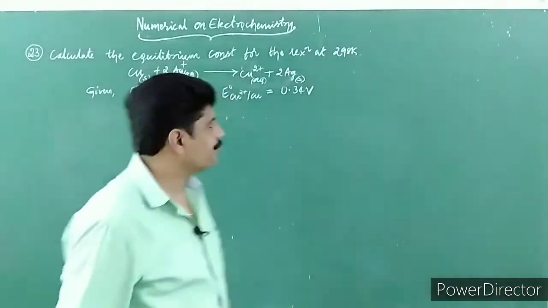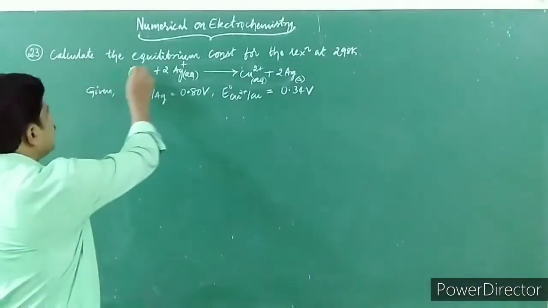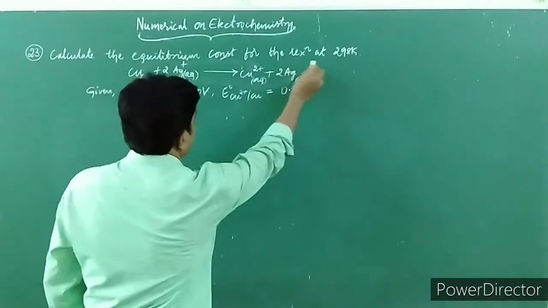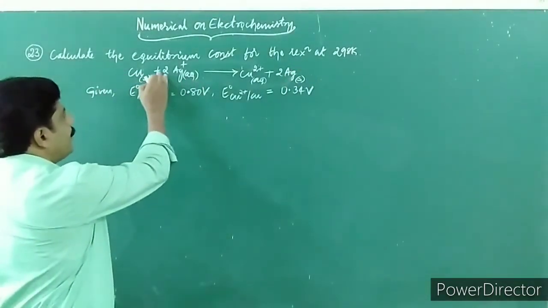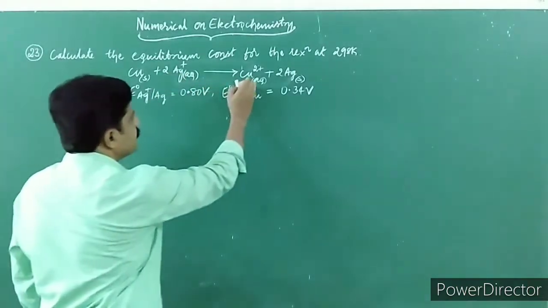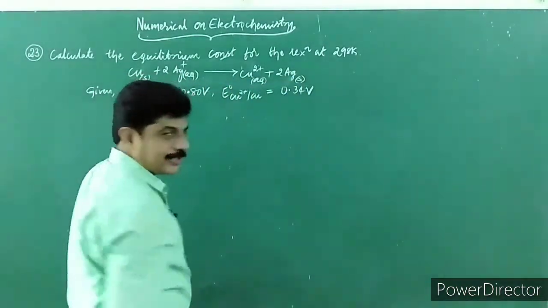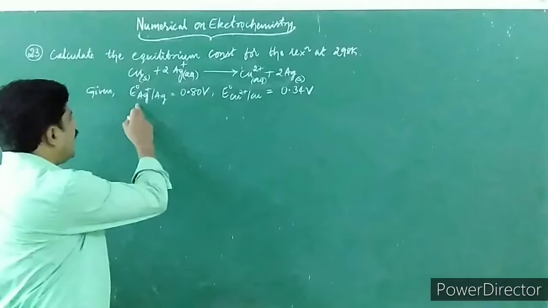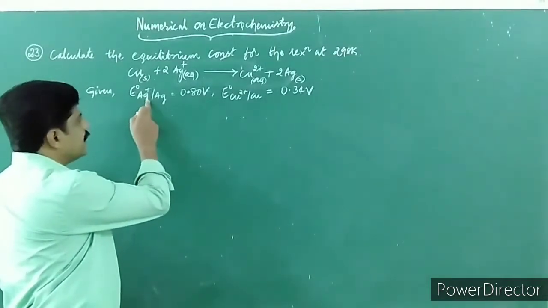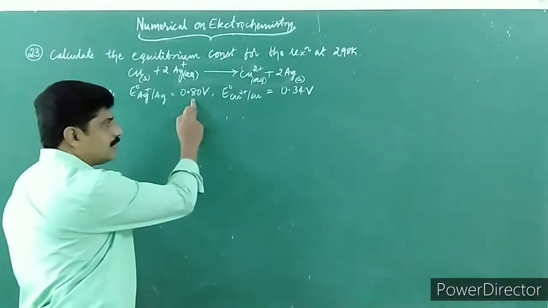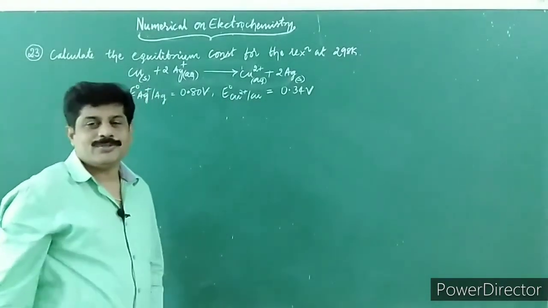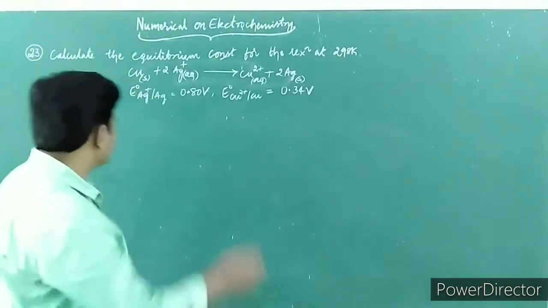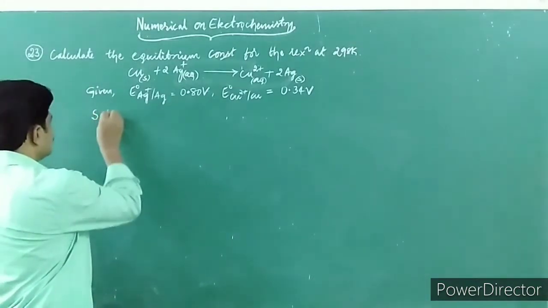The first one is: calculate the equilibrium constant for the reaction at 298 Kelvin. The reaction is Cu plus 2Ag+ giving rise to Cu2+ plus 2Ag. Given the standard reduction potential of silver ion is equal to 0.80 volt and the standard reduction potential of Cu2+ is equal to 0.34 volts. Let me solve this numerical, children.